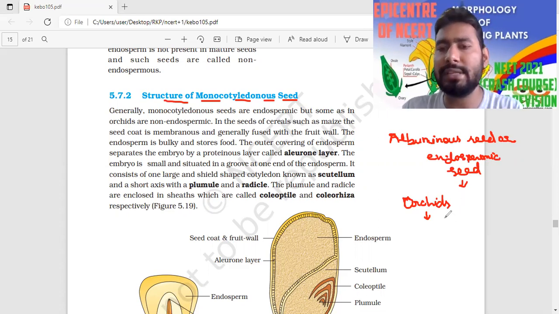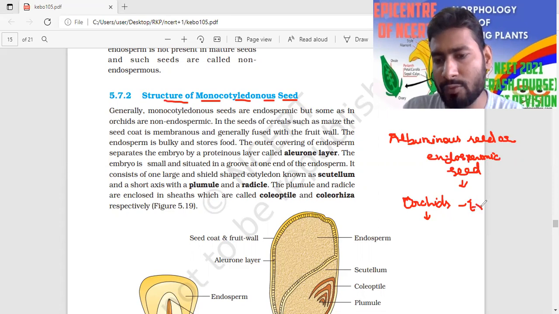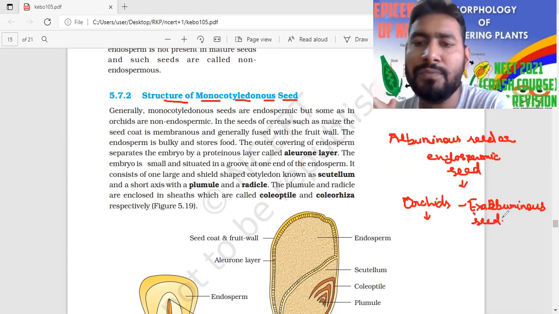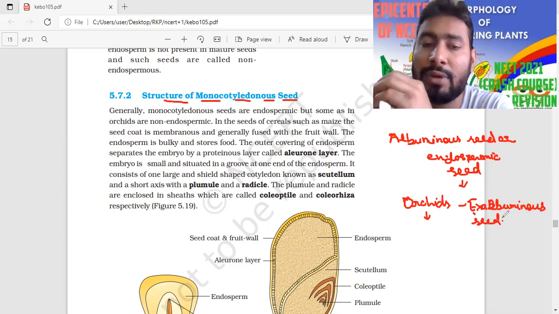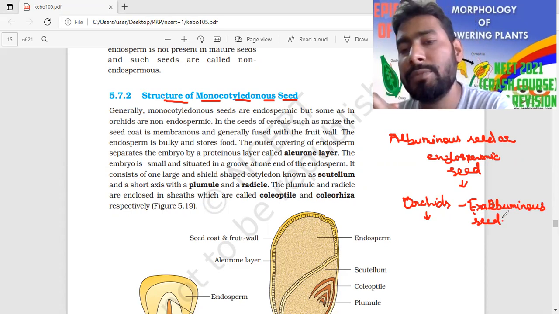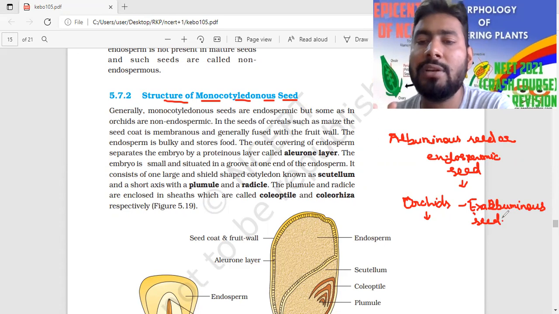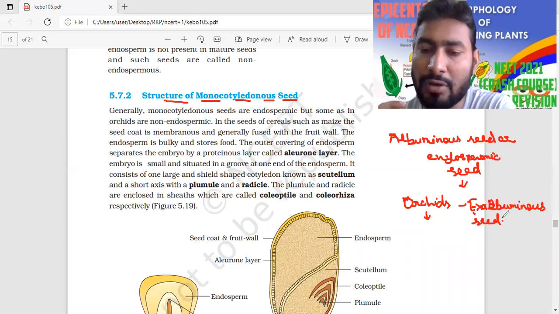Orchids are a monocot seed, but they are ex-albuminous. Clear? This is a monocot, but it is an ex-albuminous seed. Why? Because during the germination of these seeds, they completely consume the reserve food material found in the cotyledon.